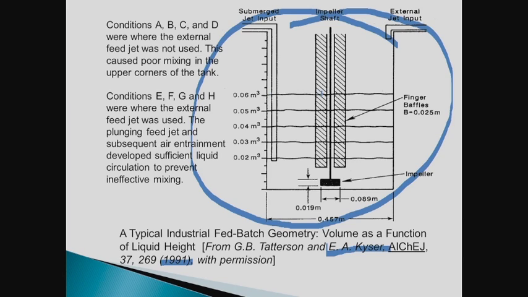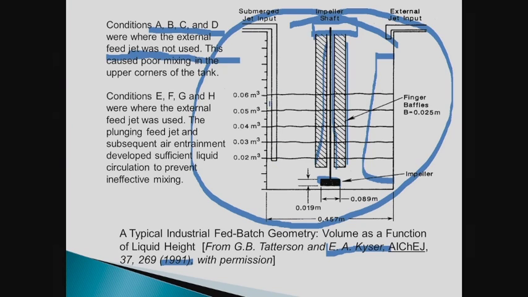Anyway, we have a situation where we have an undersized impeller. We do have baffles along the side walls here. Nope, not along the side walls. It's along the impeller shaft. This is the only place we could have baffles. They do not want to put baffles on the wall here because of the process. So we have A, B, C, and D conditions where there's an external feed jet. Excuse me, the external feed jet was not used. This caused poor mixing in the upper corners of the tank.